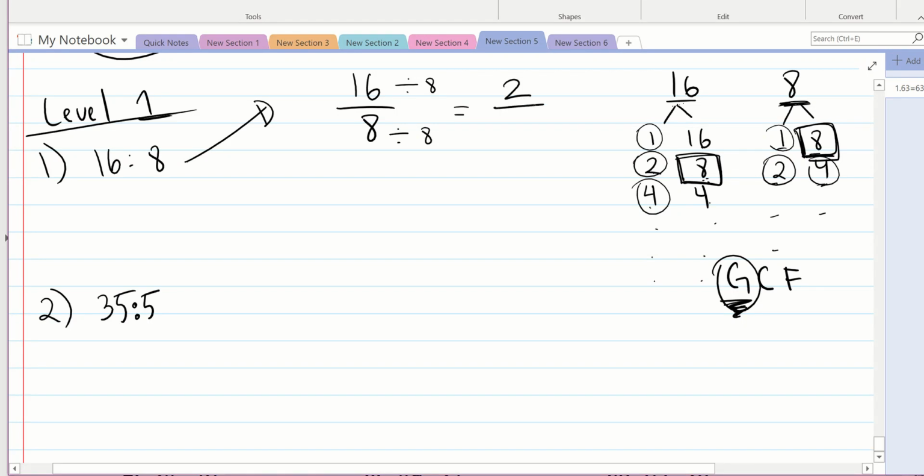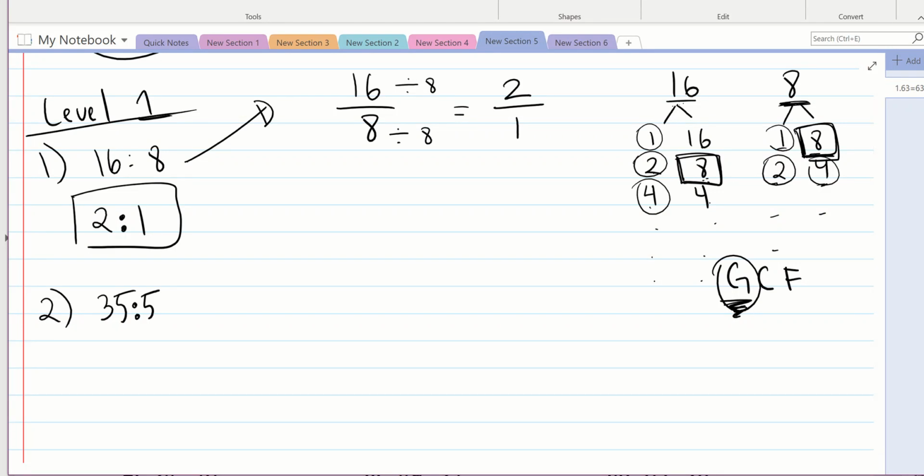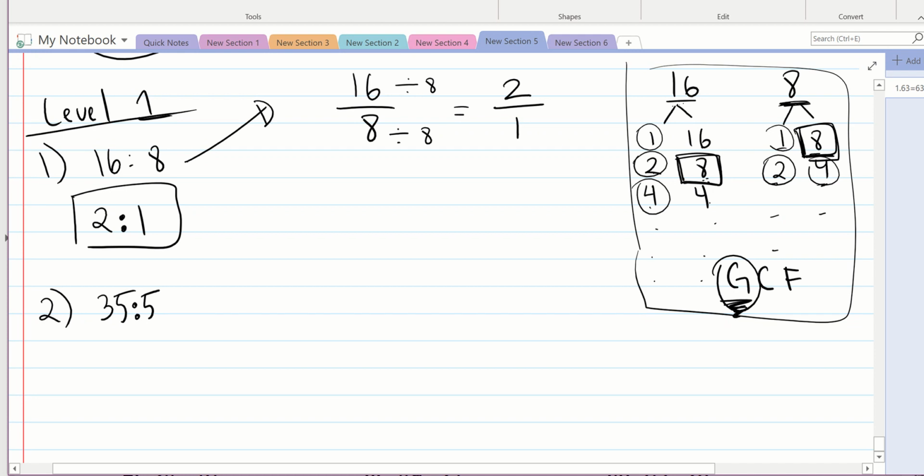16 divided by 8 gives us 2. 8 divided by 8 gives us 1. So the ratio simplifies to 2 to 1, right? The reason I'm doing this is because later on there's questions that are bigger, the numbers are bigger, so it's better that you get into this habit of breaking it down so it's easier, right? Next question, 35 to 5. Again, let's write it down.